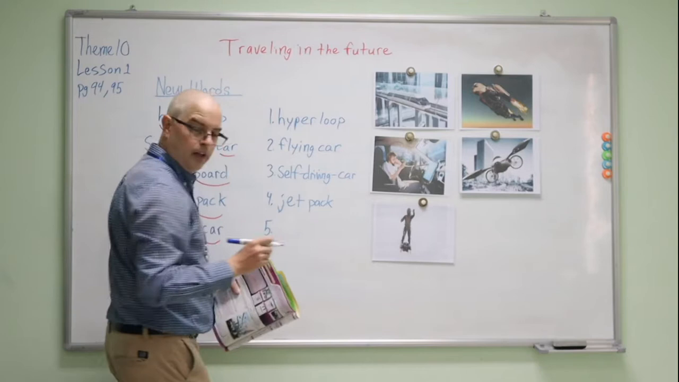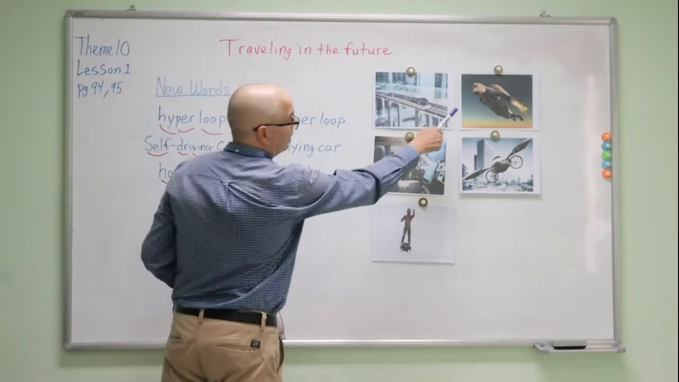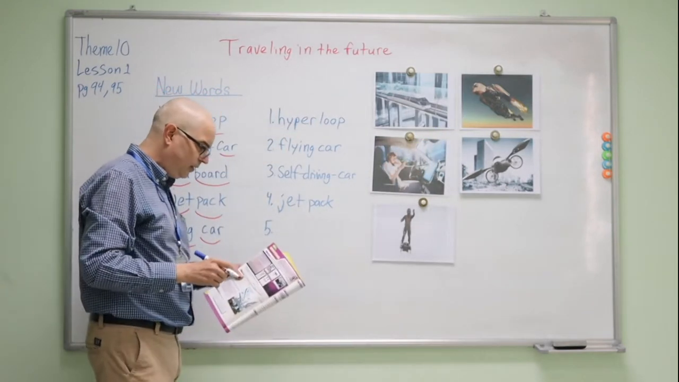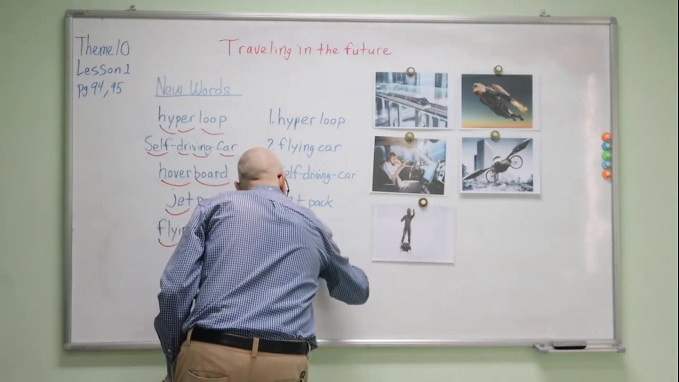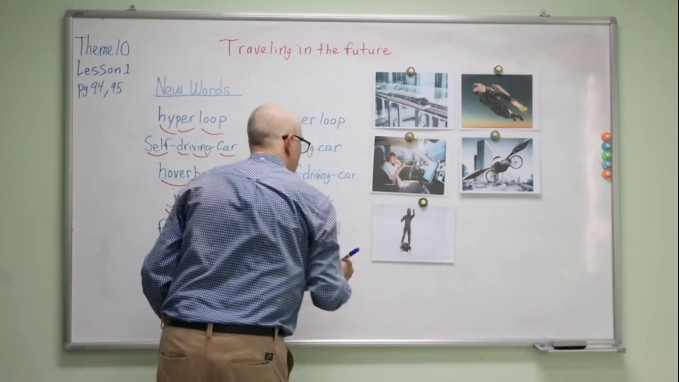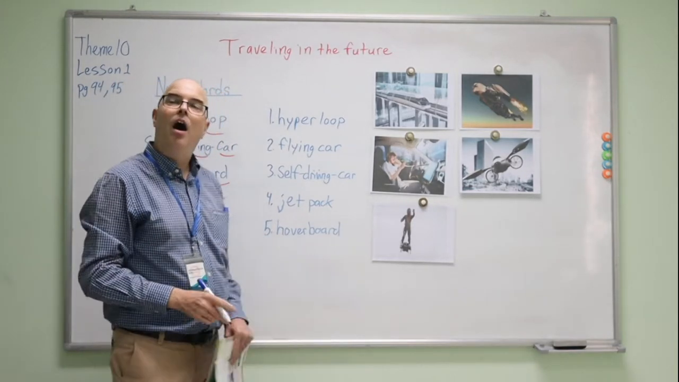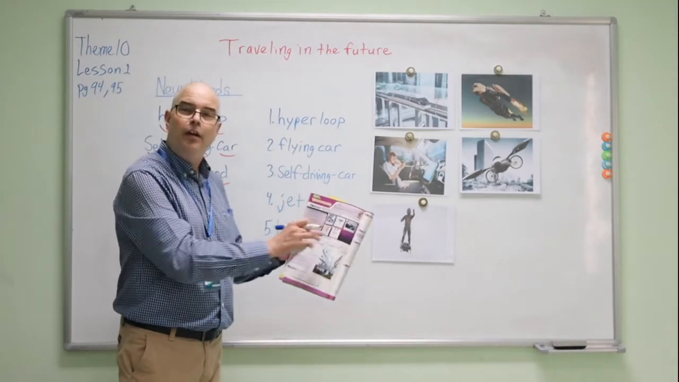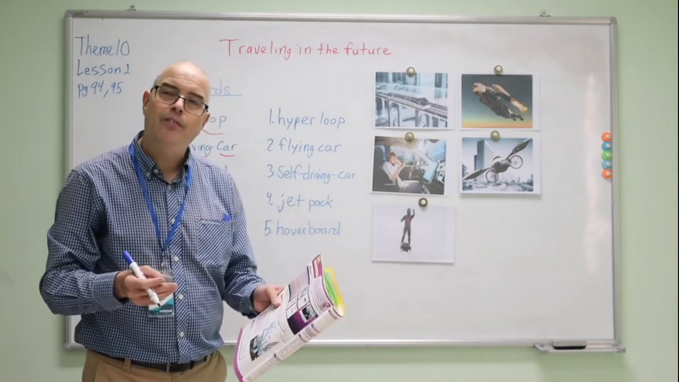Number 4, jet pack. If you wrote that, that is the correct answer. Number 5, hover board. If you wrote those answers in your book, those are correct. Write those down now, please, if you do not have them.